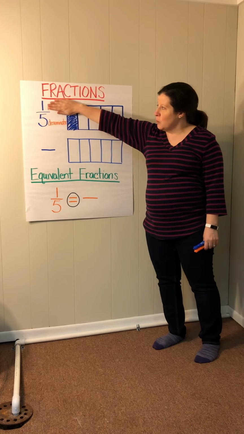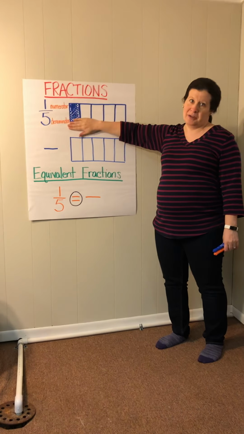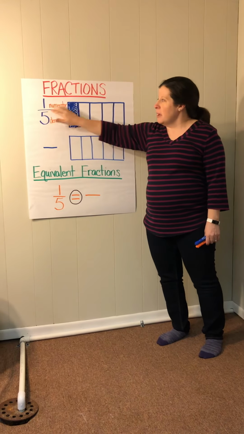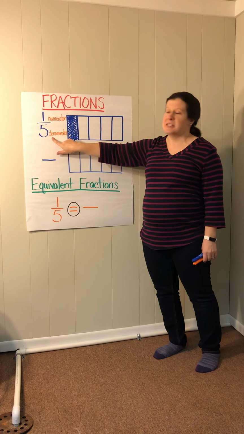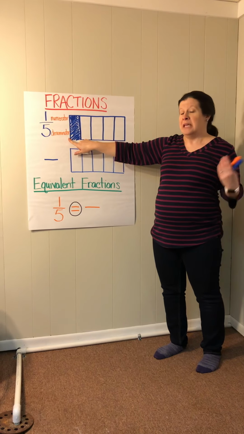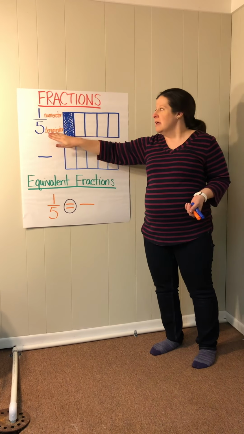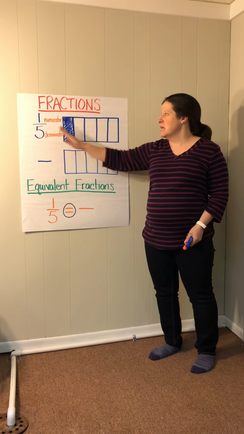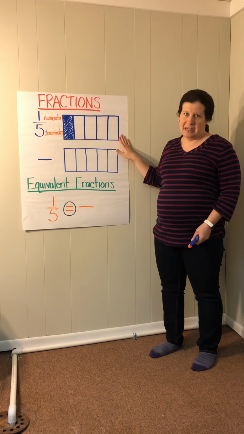It is written with one number up above another number, and we have fancier words we like to call those numbers. The number on the top is called the numerator. The number on the bottom is called the denominator. Here's what those words and what those numbers mean. The denominator tells how many equal parts an object is divided into.